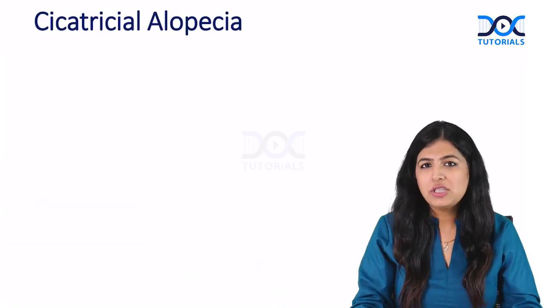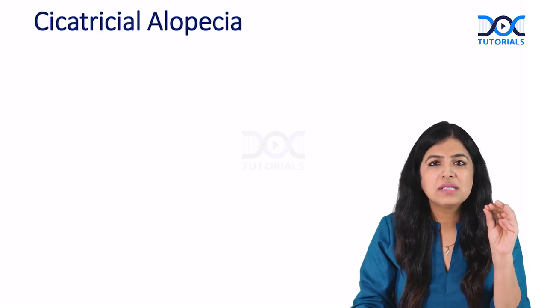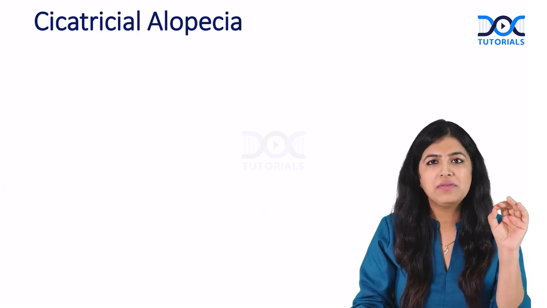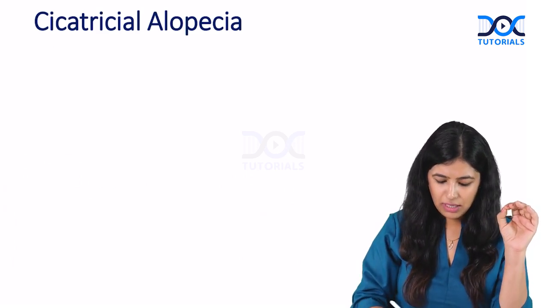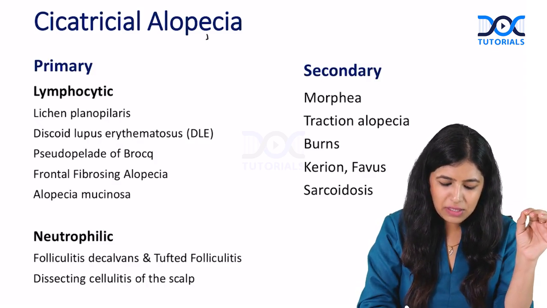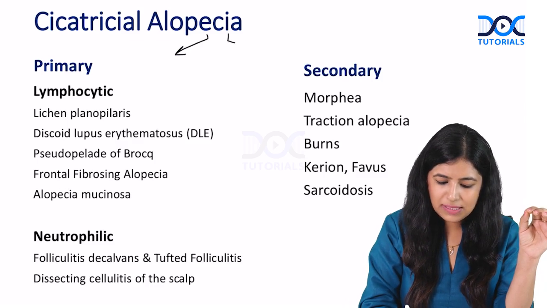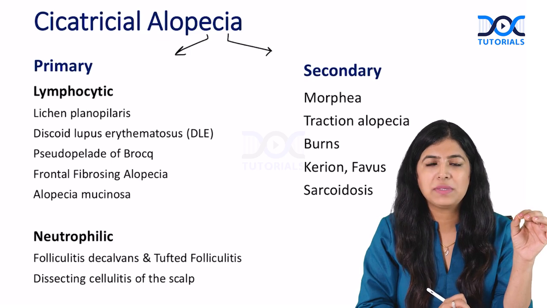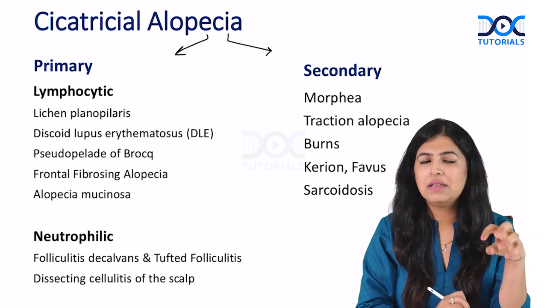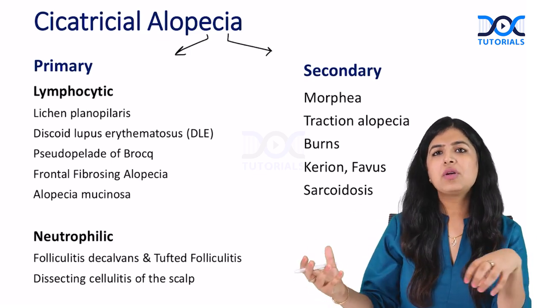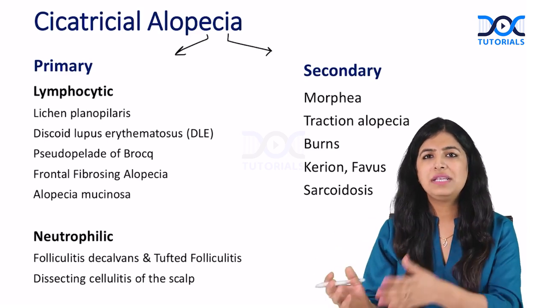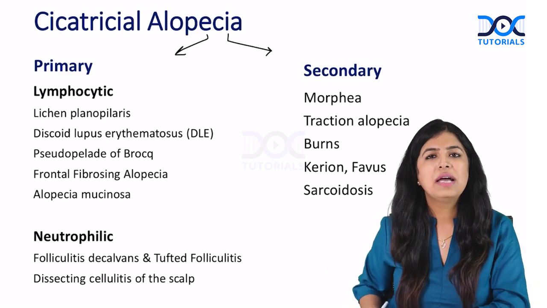Now we come to cicatricial alopecias. Cicatrix means scarring. So in this type of alopecia, there is a permanent, irreversible loss of hair. Now, in cicatricial alopecias, we can classify them as per the cause into primary or secondary cicatricial alopecia. In the primary, the disease is affecting the hair follicle primarily, leading to the hair loss. In the secondary causes, it may be a mix of systemic disorders or external factors or various other reasons that may have led to the scarring alopecia.